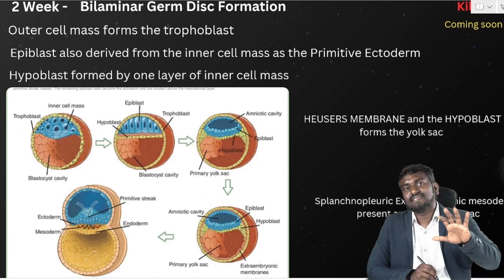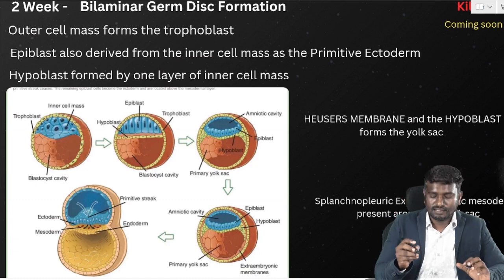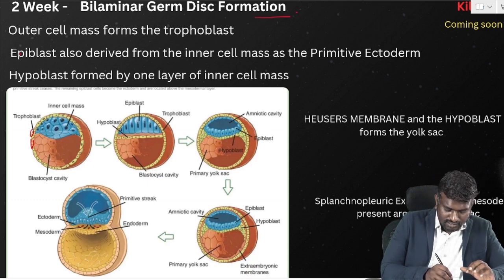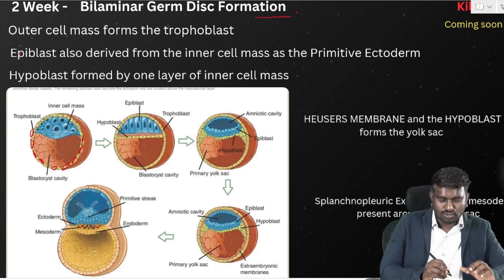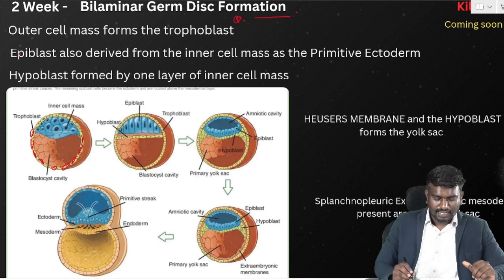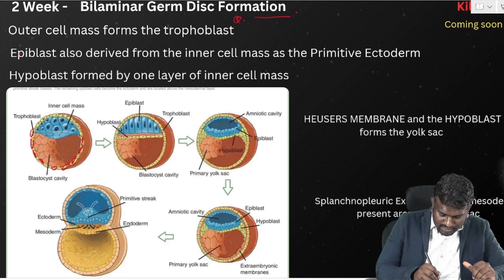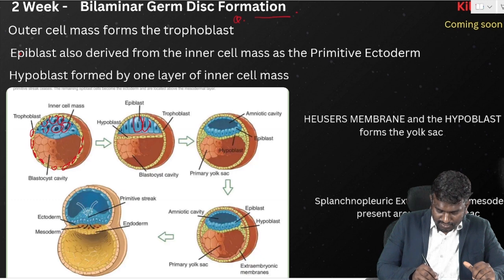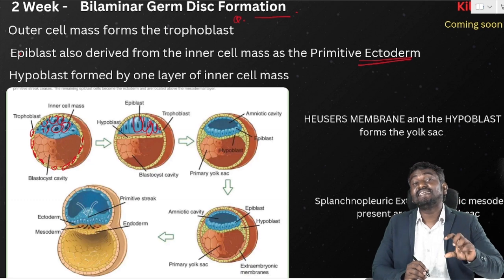Let's see what happens in the second week, which is called bilaminar germ disc formation. The outer cell mass, which you can see here, is called the trophoblast. Yes, this outer cell mass forms the trophoblast. Question 1 to remember: the epiblast, this region here, is actually formed by the inner cell mass. The inner cell mass forms the epiblast, which is also called primitive ectoderm.